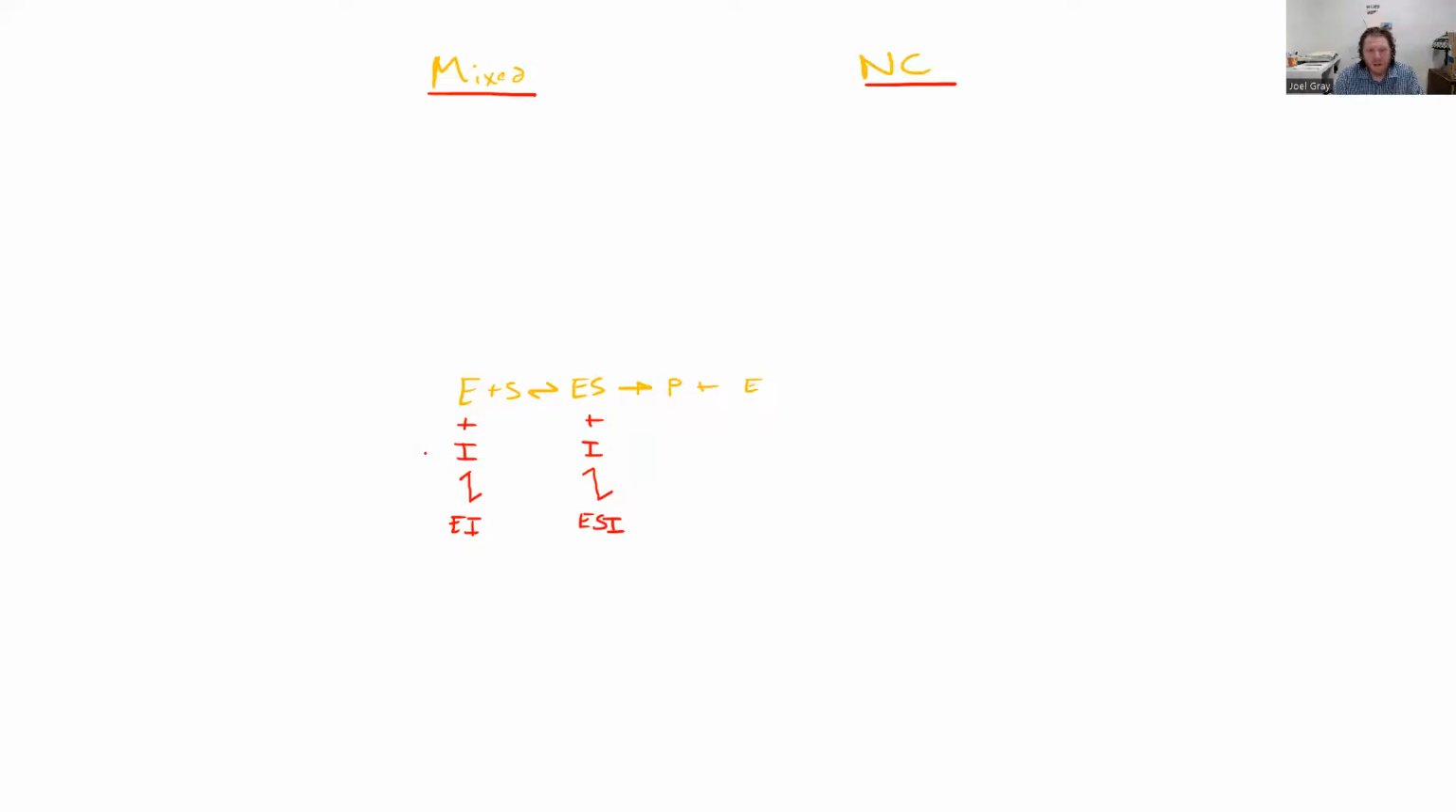Now, what's worth noting about this, and I would say the biggest difference between a competitive inhibitor and a mixed and a non-competitive inhibitor, is that this inhibitor right here is binding in a site other than the active site of the enzyme. Okay, so this inhibitor right there will bind to some location other than the substrate binding site. Now both the mixed and non-competitive inhibitors will form EI and ESI. So they both are capable of preventing the formation of your product.